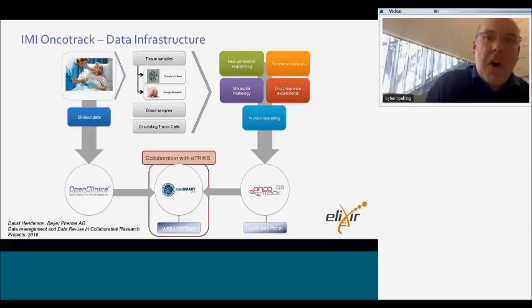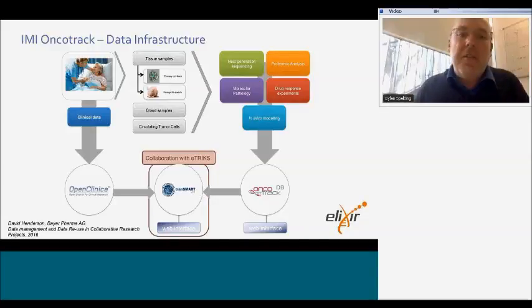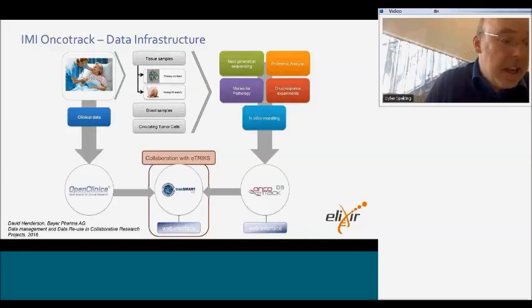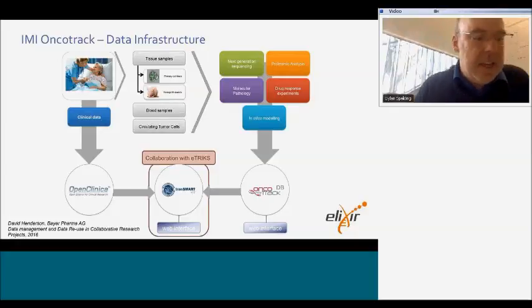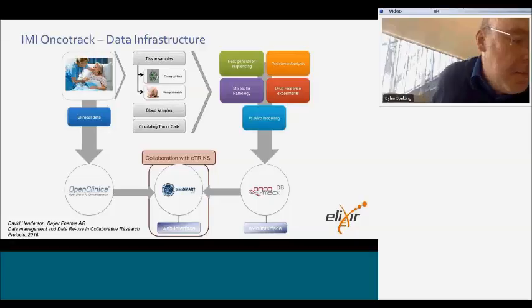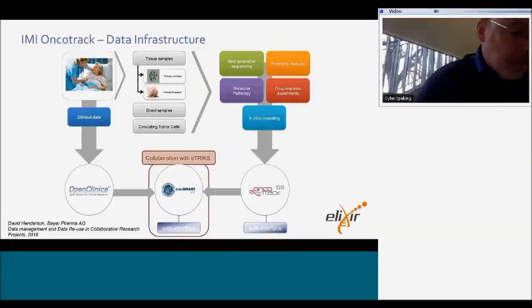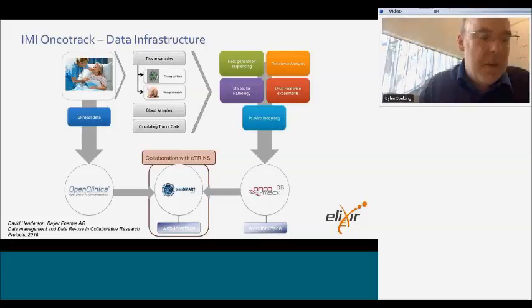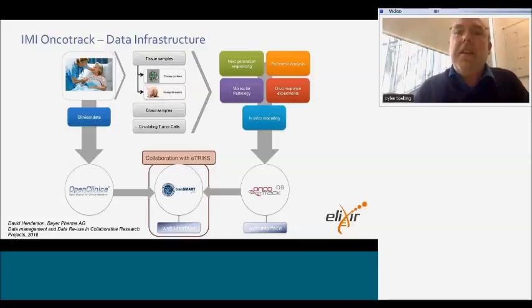So here's a diagram of the data infrastructure. The clinical data is stored in an OpenClinica database, and this is the clinical data, patient data, and treatment data. And this is hosted by ELIXIR. Some of the selected data is then uploaded into the OncoTrack database.